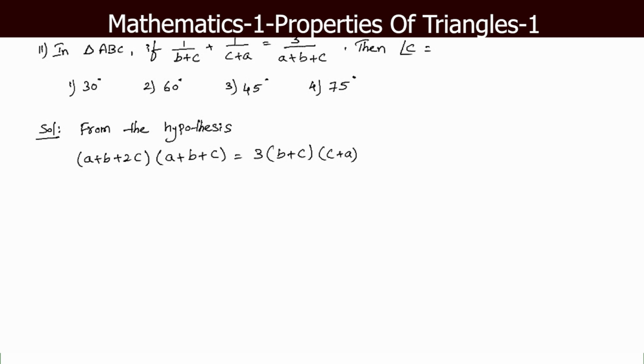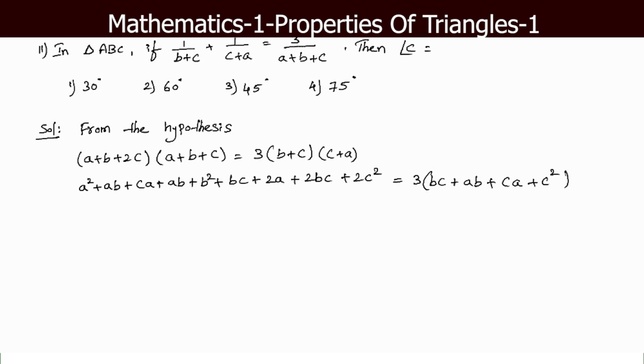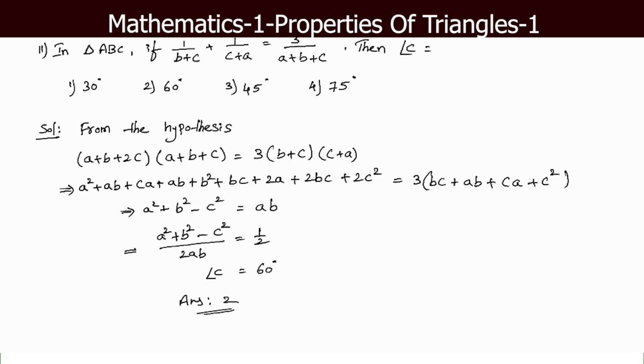That means cancelling the common terms and simplifying it, you will get a square plus b square minus c square is equal to ab. But ab can be written as, you will get a square plus b square minus c square by 2ab is equal to 1 by 2. But 1 by 2 means cos 60 degrees. So angle C is equal to 60 degrees. So the correct option is option number 2.